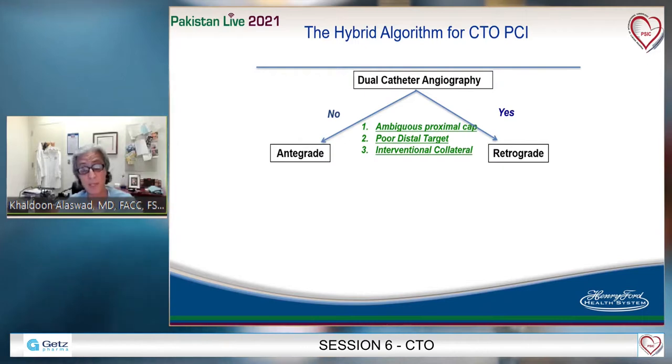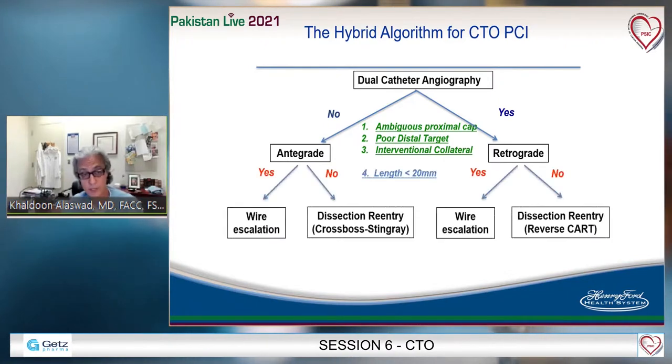Ambiguous proximal cap means if I give you a wire and tell you to poke the proximal cap, and you know exactly what it is, it's not ambiguous. If you hem and haw, that means it's ambiguous. If the distal target is diffusely diseased with 2 millimeter vessels, that's a poor target. Distal bifurcation of a major branch, that's a poor target. So you decide according to this answer. No, you go antegrade. Yes, you go retrograde.